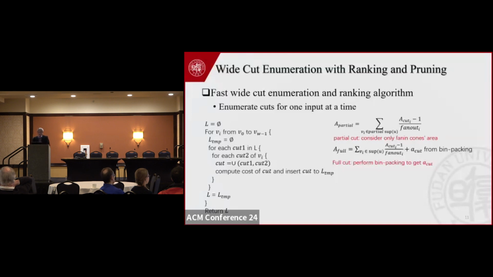For this partial cut, when we do the ranking, we ignore the cut's own area. We basically just get the fan-in cone's area. And for the full cut, we will perform the bin packing to get the cut area as well. In this way, we can do the cut enumeration, the ranking, and the pruning for the entire netlist.